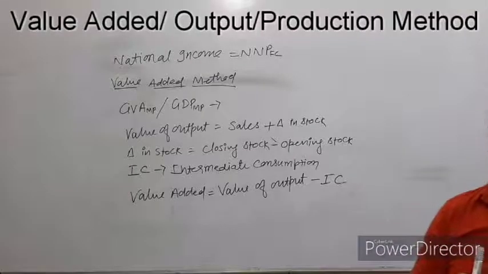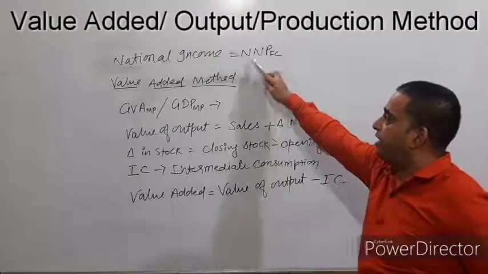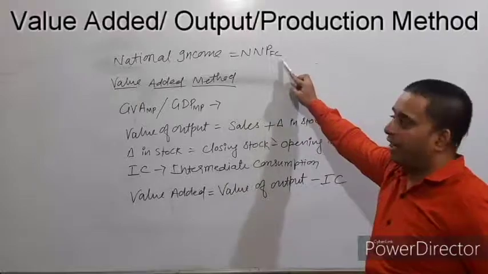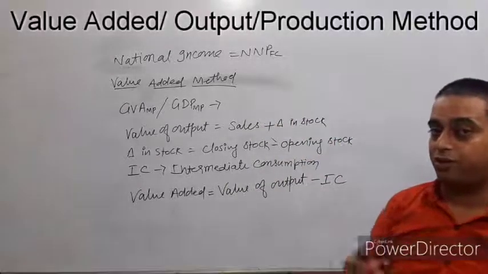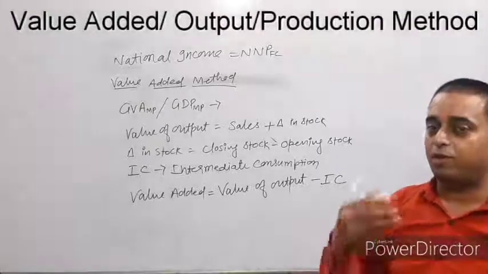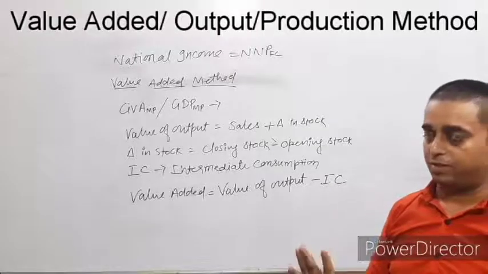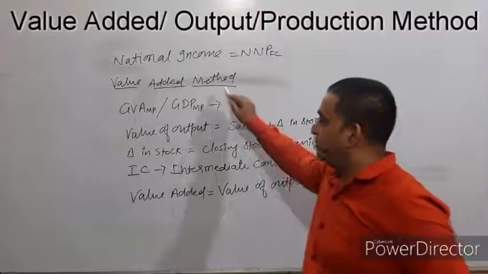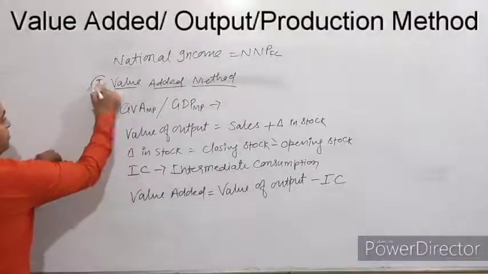Next, we have to understand what national income is. National income is the country's income. So there is a need to know what we can say in terminology. National income means NNPFC, net national product at factor cost. Factor cost means we have to calculate national income with the help of factor cost. Next, here our first method is the value added method. It is your first method.